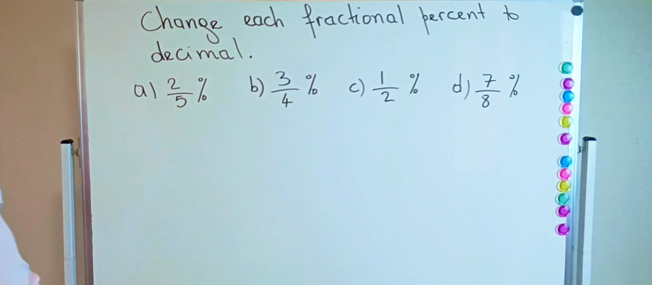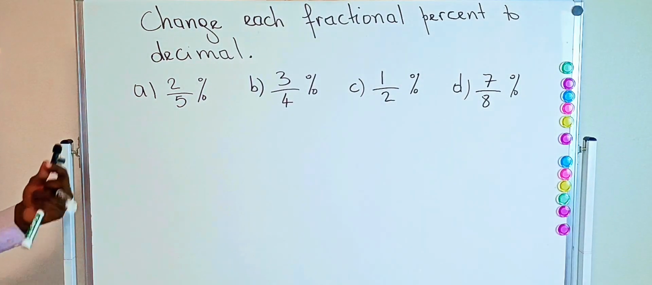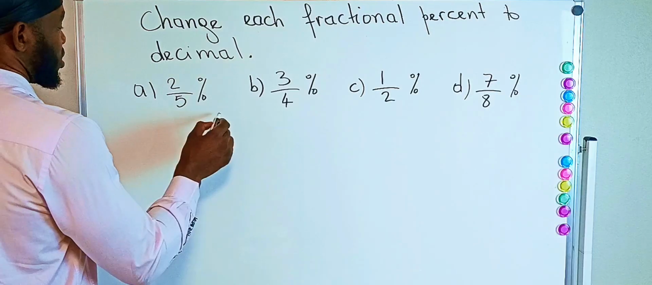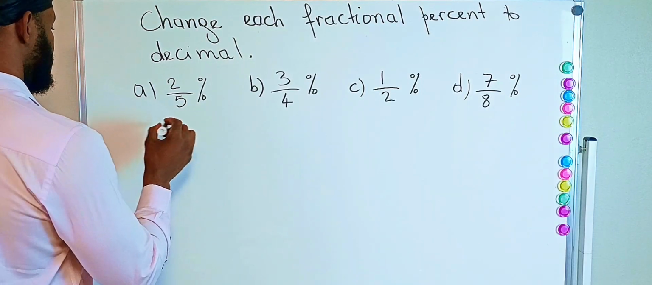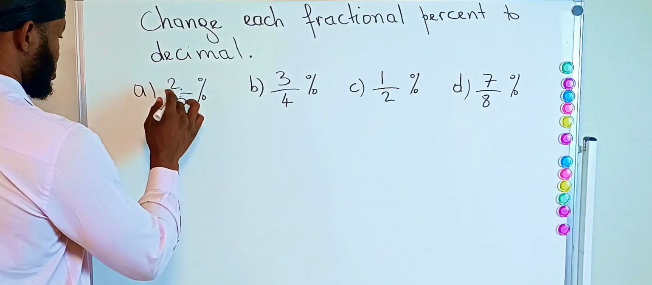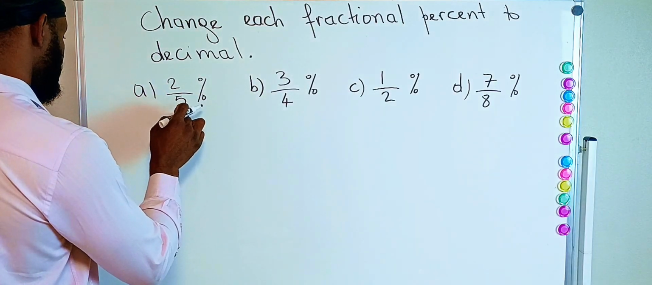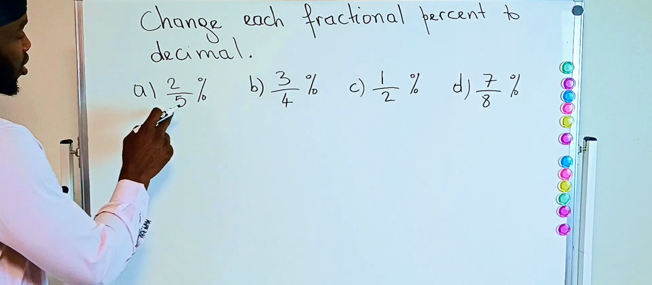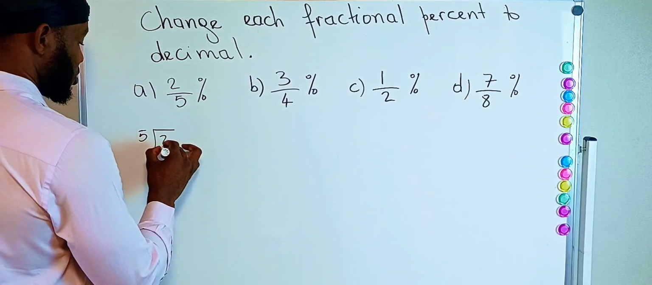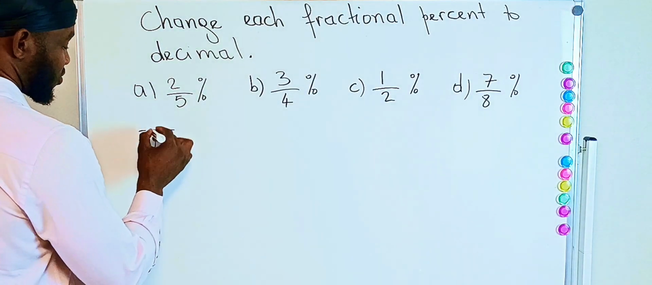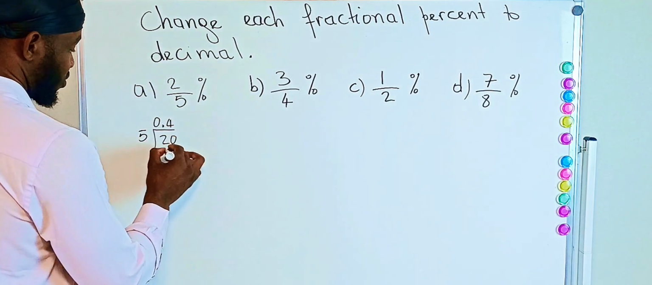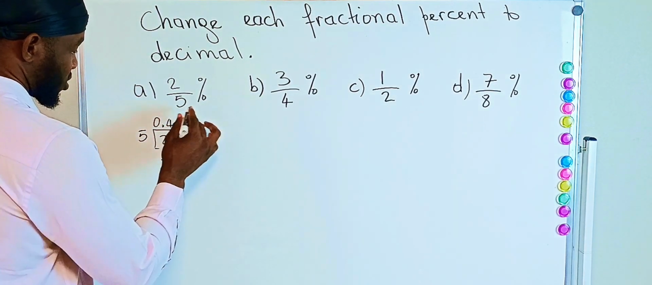First of all, guys, okay, let's go. We got this one to do. First of all, we just gotta change them to decimal percent. To change them to decimal percent, we just gotta do divisions in order to have the decimal equivalent of that fraction. So we got 2 divided by 5. In 2, how many sets of 5? And in 20, how many sets of 5? 4. That's gonna be 0.4.